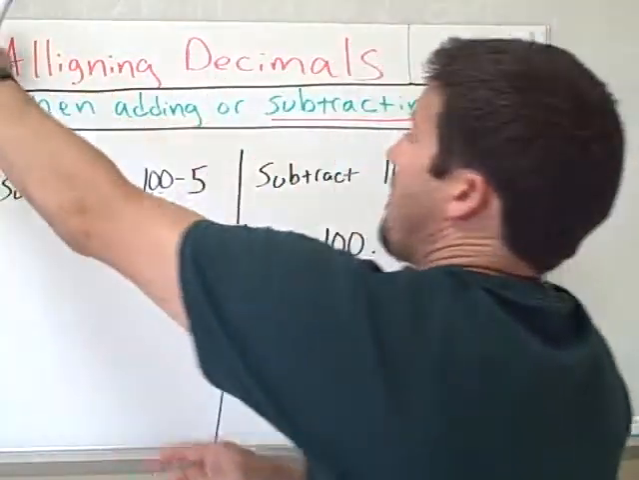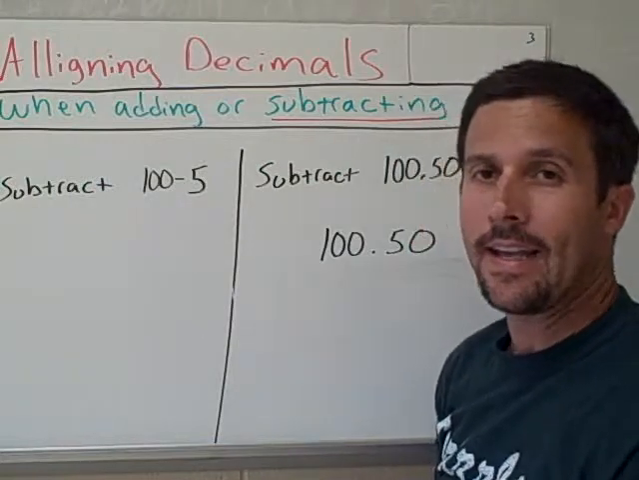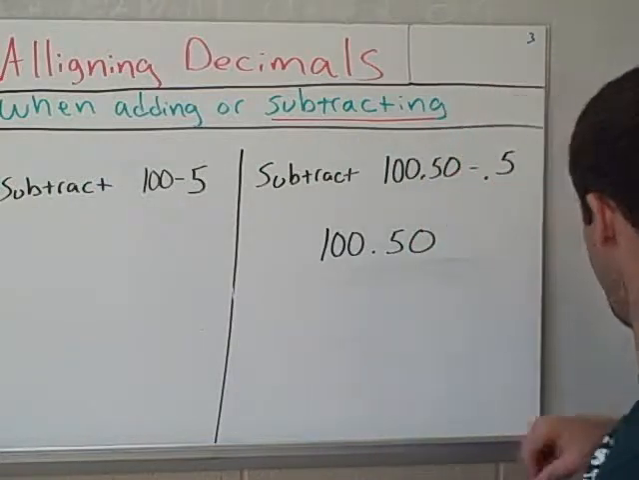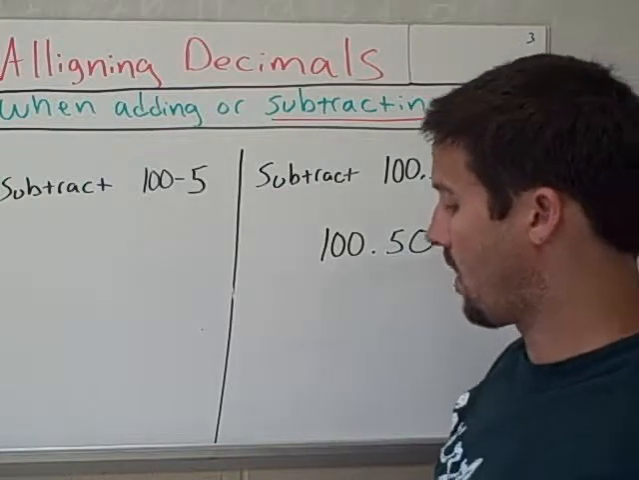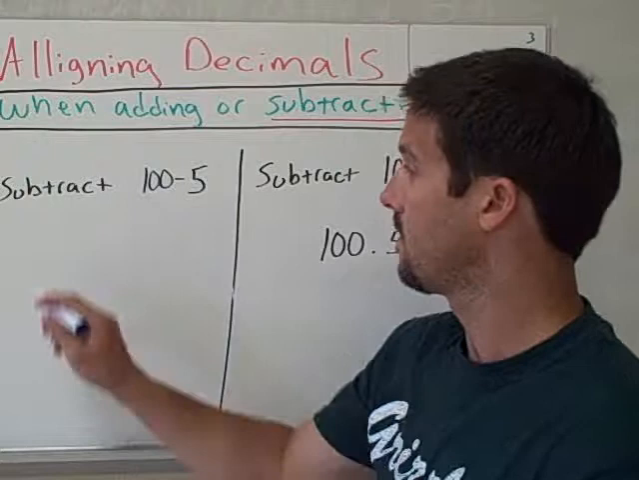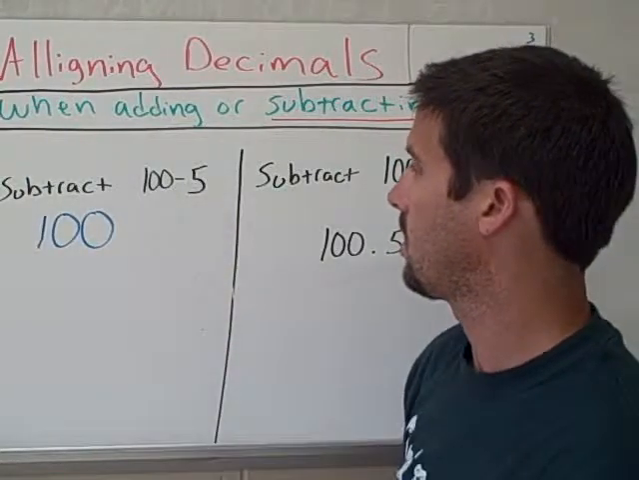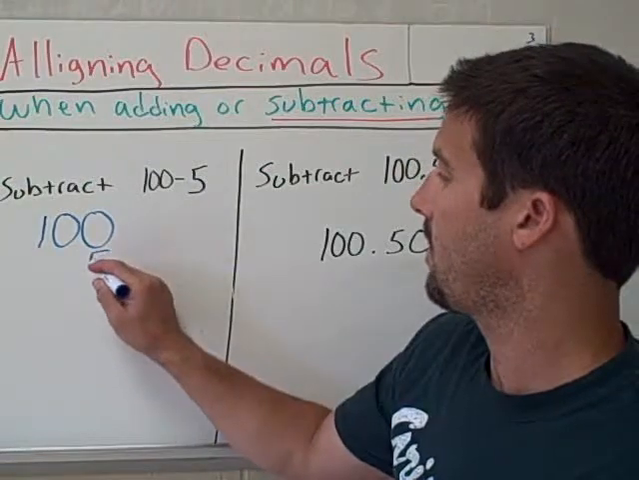All right, how about when subtracting? Subtracting is kind of like adding, just backwards, and I'll show you why. Let's say I want to subtract 5 from 100. So I take the 100, put it on top because it's the bigger number, and I take the 5 here.